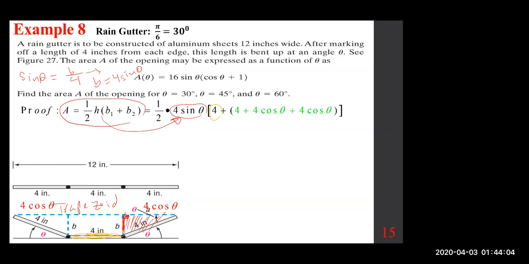Let me use also a different color for each piece. This piece in green is 4 cosine theta, and it's the same as the other piece on the right side, and the one in the middle is 4. So that's why I want you to see that b sub 2 becomes 4, the middle piece, plus 4 cosine theta, plus 4 cosine theta. So it simplifies.